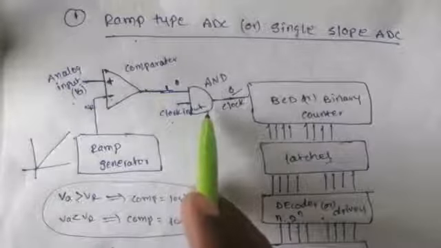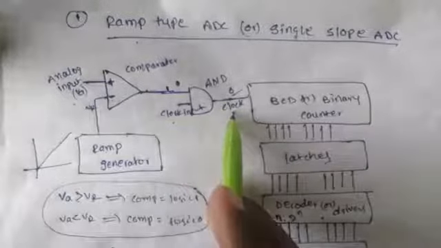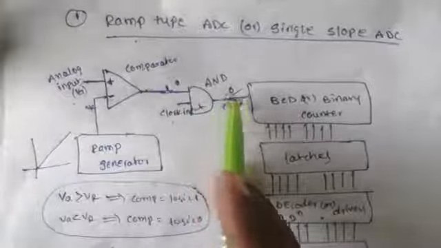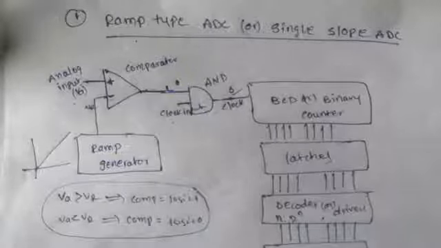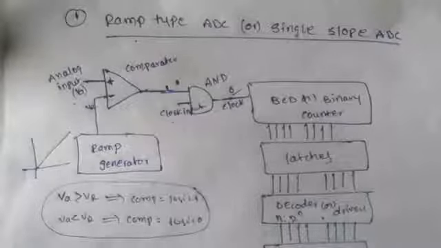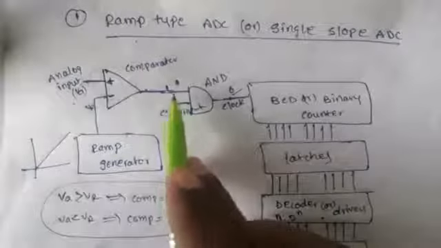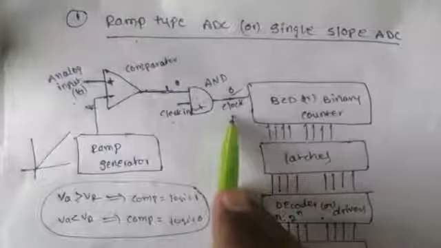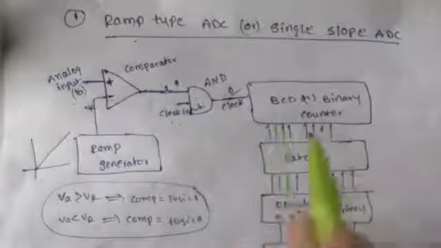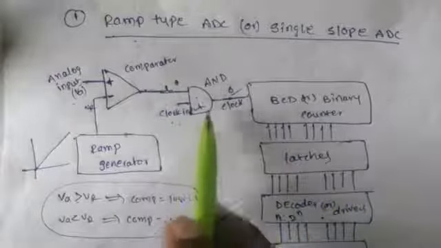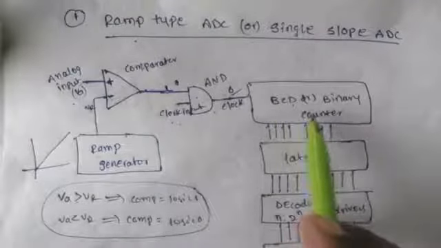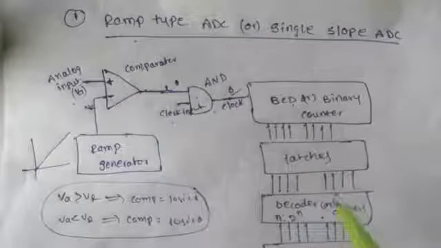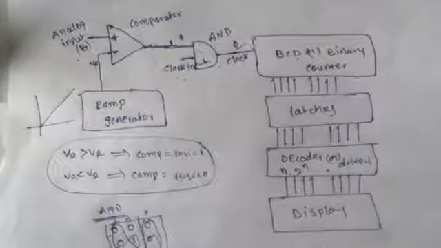Based on that AND logic, the output will be either 0 or the clock signal will be applied. If it is 0, the counter stops counting. What the counter does is simply count the number of clock pulses it receives. So whenever the AND gate input is 1, the clock will be provided to the binary counter and it will be incremented step by step according to how many clock pulses it receives. Whatever counted value is there will be stored and displayed through latches and decoders to the display unit.